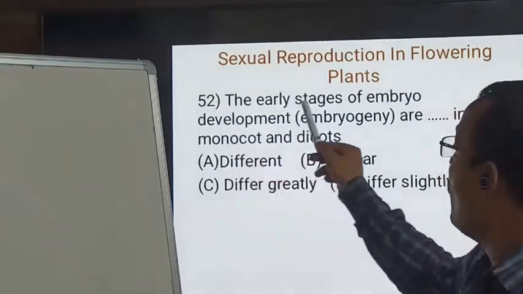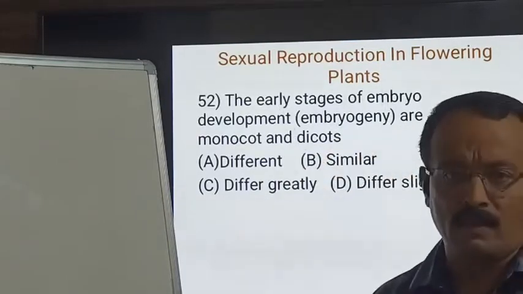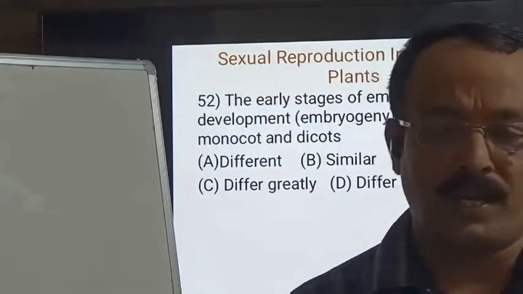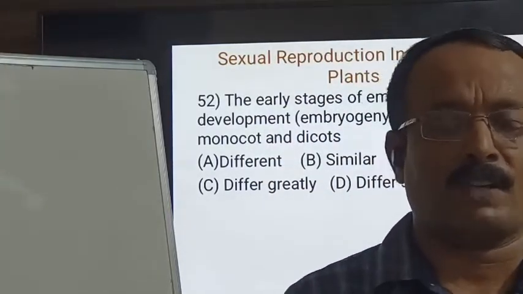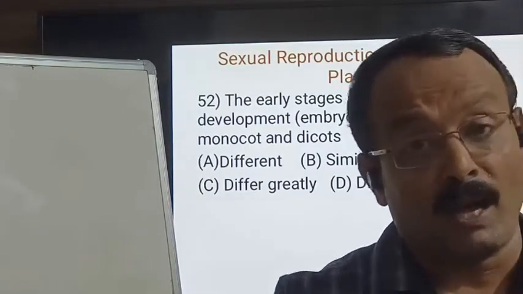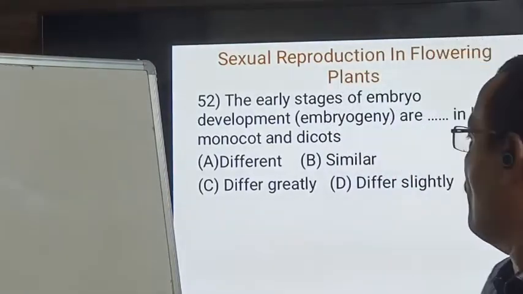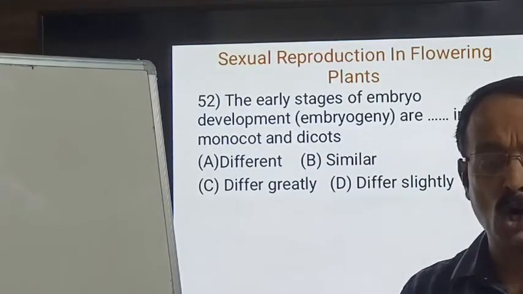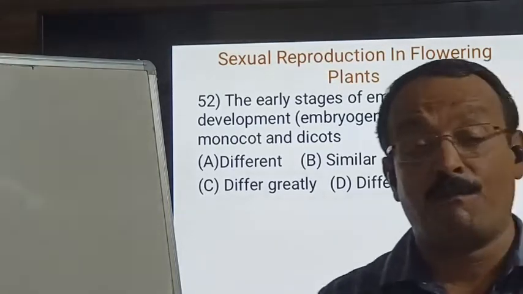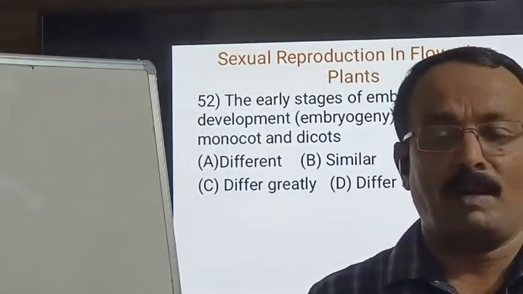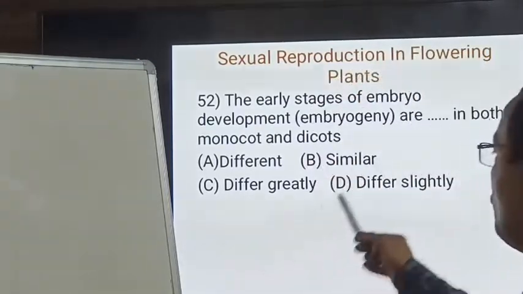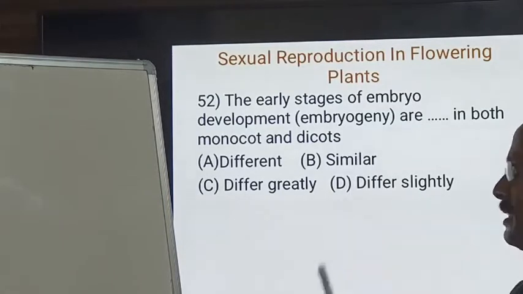The early stages of embryo development. So what is embryogeny? The early stages of embryo development, that is after the formation of zygote, is called embryogeny, and it is dash in both the monocots and dicots. Monocots and dicots differ from each other in many characteristics, but when it comes to embryogeny, it's similar. So the option is similar.